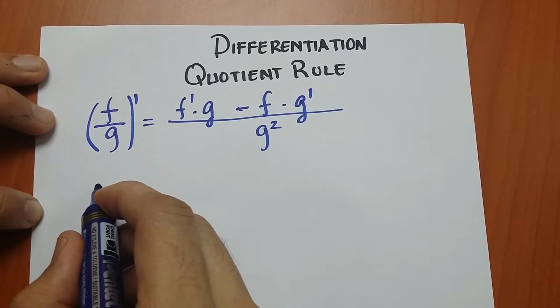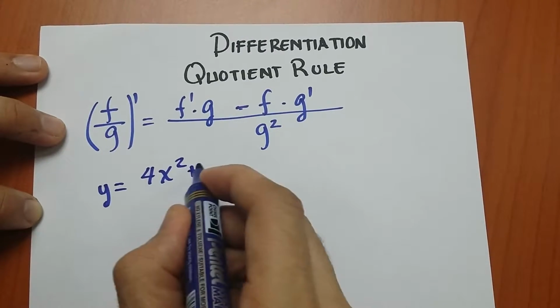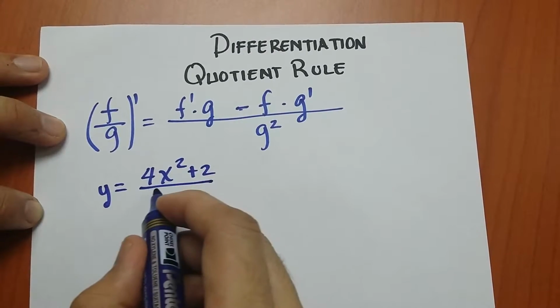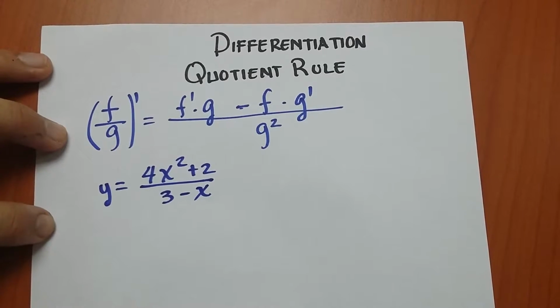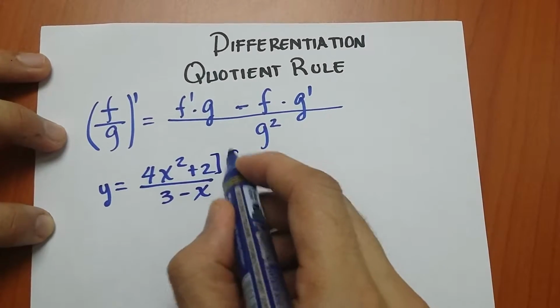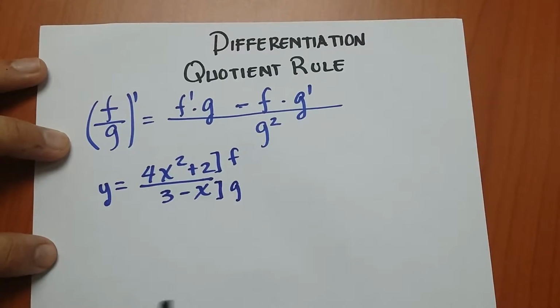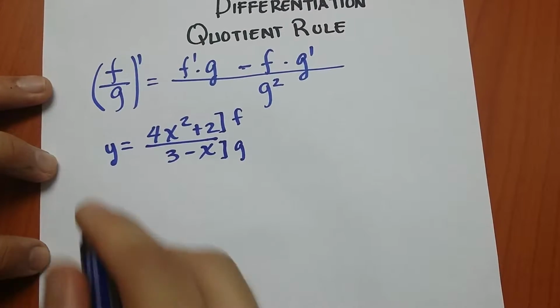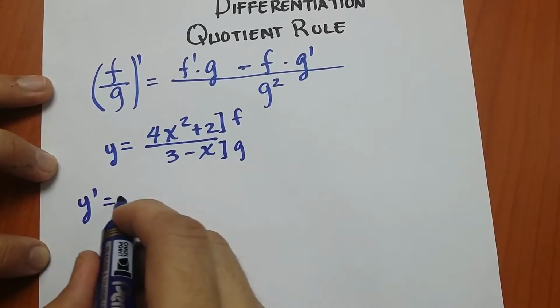Let's say we have the function y equals (4x squared plus 2) over (3 minus x). The first step that we should do is to identify f and g, and of course here we'll clearly see that this one is going to be our f because it's the numerator, and this one is going to be our g. So next step, once we have identified them, we apply the rule.